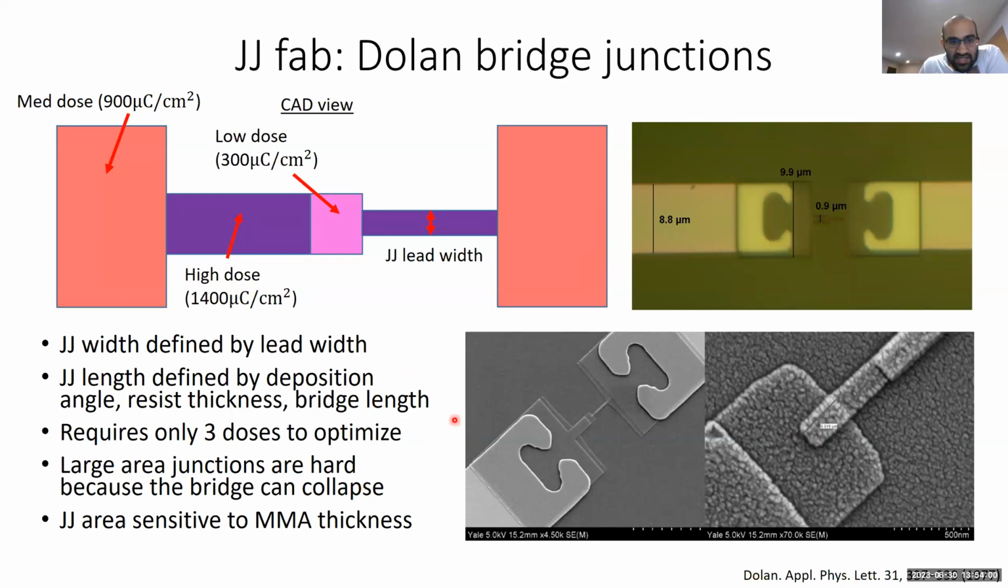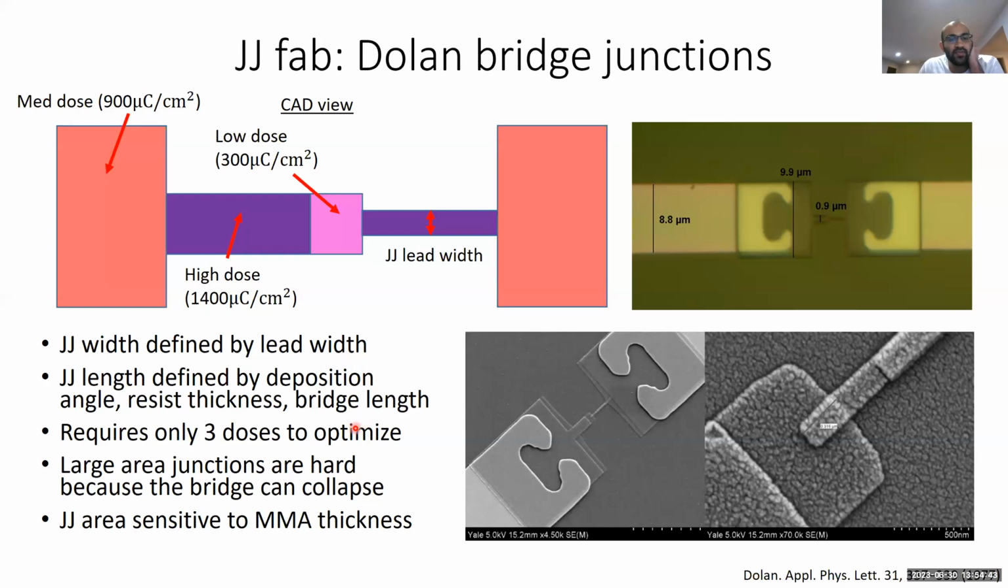One disadvantage to this approach is that larger area junctions are very hard to make, because if you want to make a large area junction, you have to make this bridge longer. If you make the bridge too long, then it can collapse under its own weight. The other issue is that the total Josephson junction area, or the overlap here, is going to be sensitive to the thickness of your MMA layer. So if there are any variations in the thickness of your MMA from run to run, then your Josephson junction area is going to change as a result.